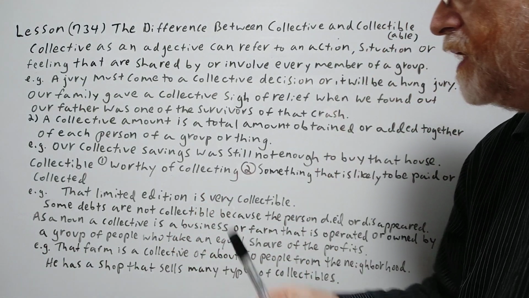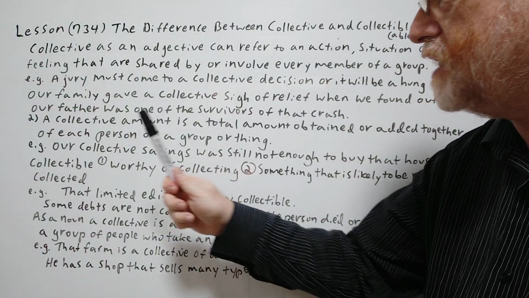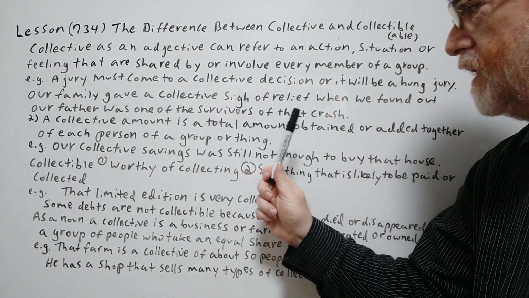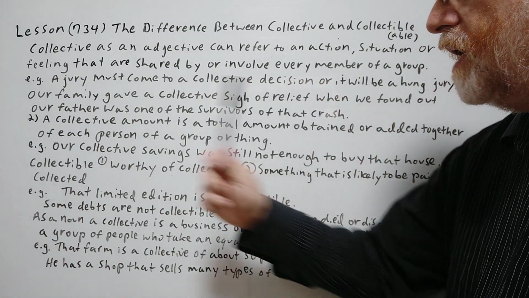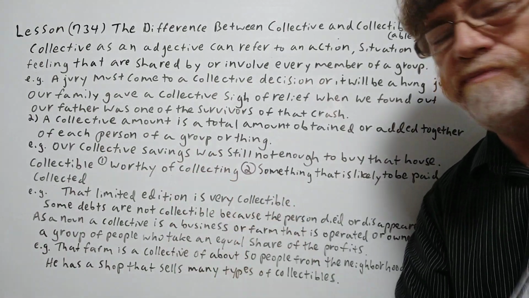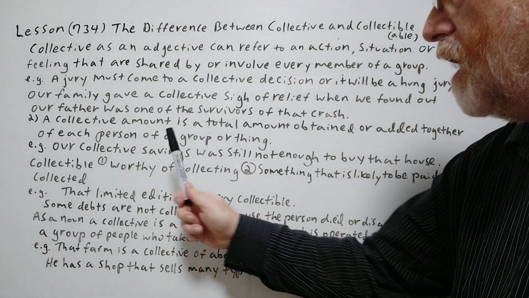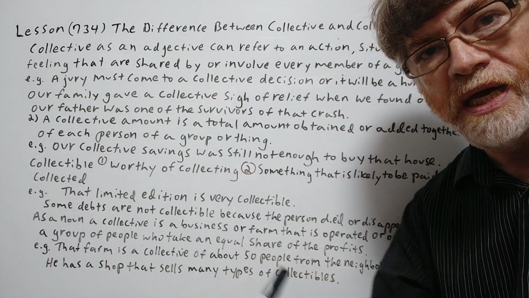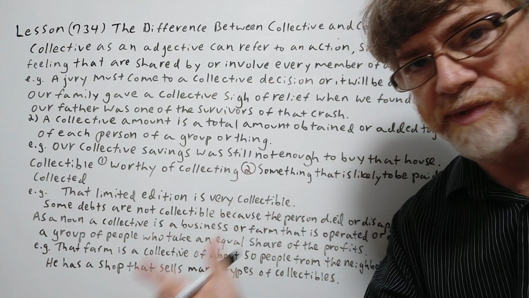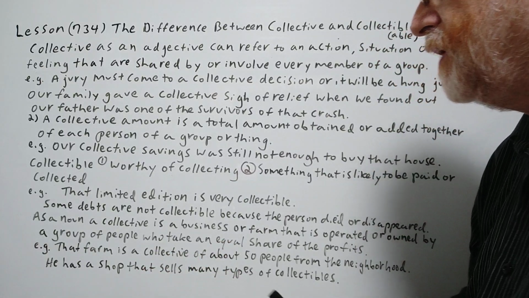All right, let's continue. We got a second meaning as an adjective here. A collective amount is a total amount obtained or added together of each person of a group or thing. All right, and here's an example of that. Our collective savings was still not enough to buy that house. So all our savings added together, it just still wasn't enough.